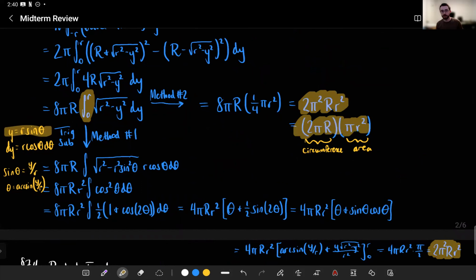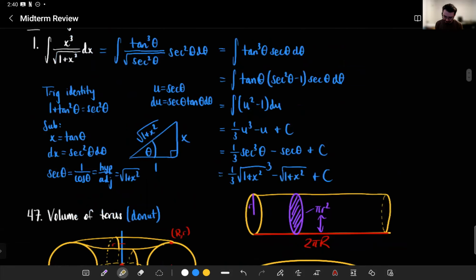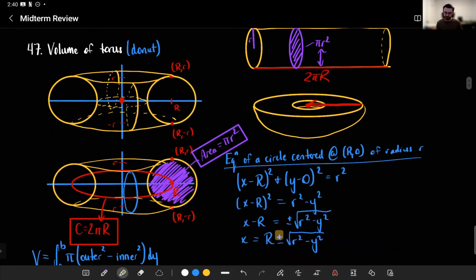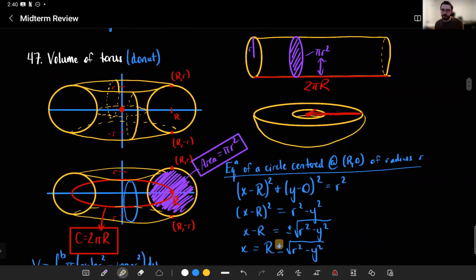But written like this, you can actually realize it as some geometric thing. So no calculus required. All you have to do is think a donut could be unrolled, and then it's just the area of a circle times its circumference. Anyway, that's all. It's one of my favorite problems.